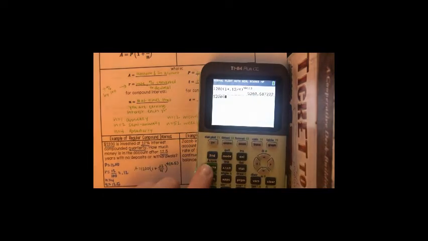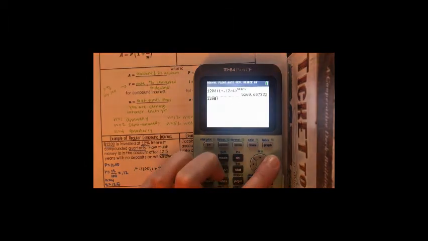If you really want to be fancy, you can use alpha y equals, oops. Let me put the 1 in first. But if you really want to be fancy, you can do alpha y equals and enter, and that'll let your 0.12 be a fraction, but it really doesn't make a difference. I think the first way is faster. You get the same answer either way.